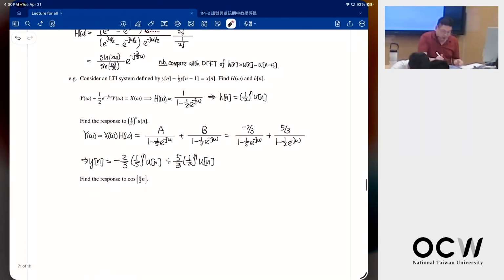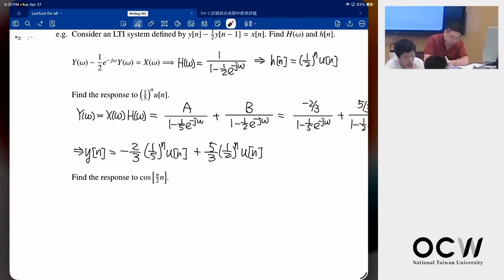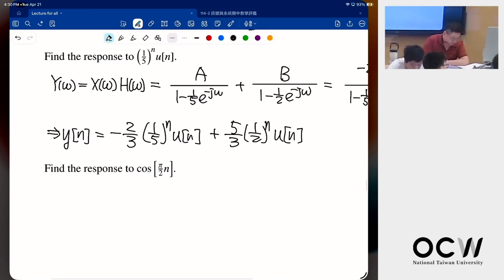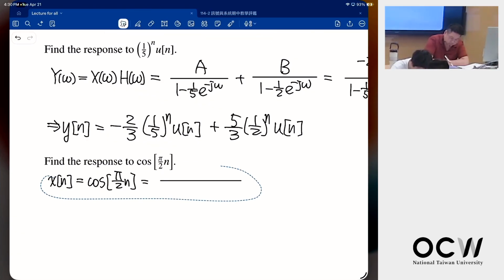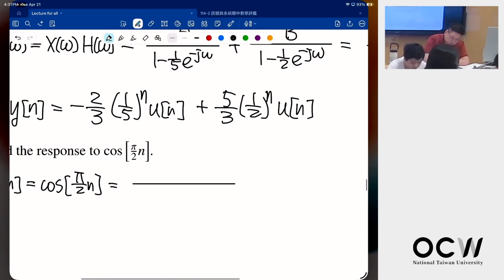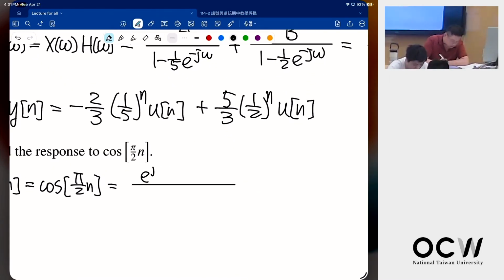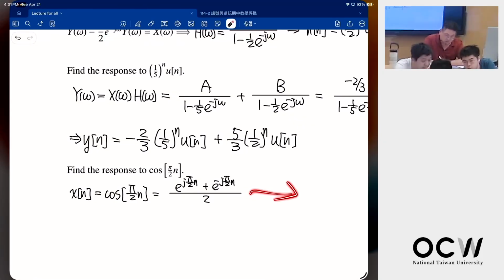For the signal cosine, what is the Fourier transform? Well, we can think about cosine using the Euler formula. Cosine pi over 2 n, actually it is e to the j pi over 2 n plus e to the minus j pi over 2 n divided by 2. So they shift to the right and to the left, and the magnitude is 1/2.